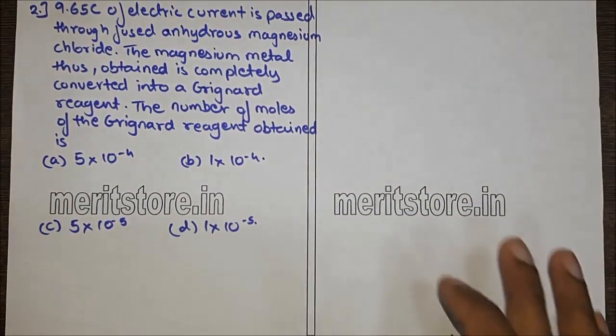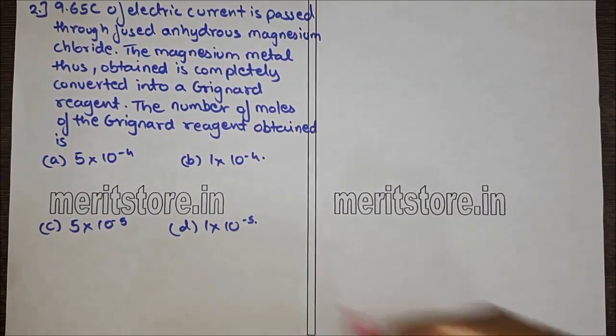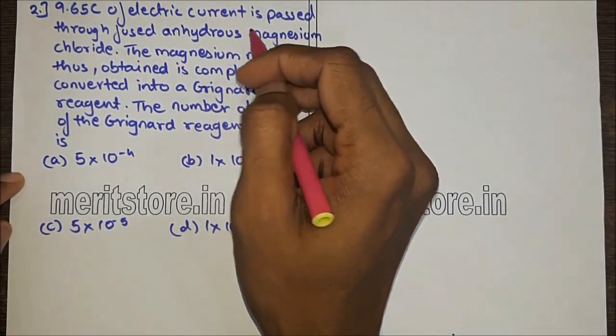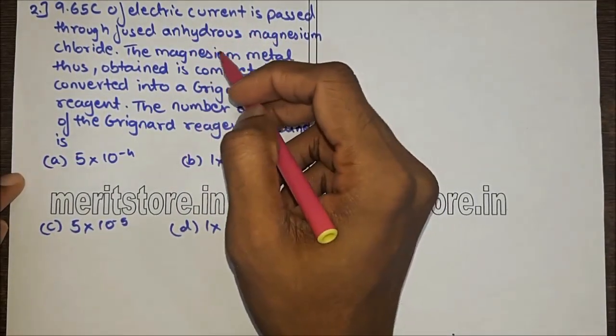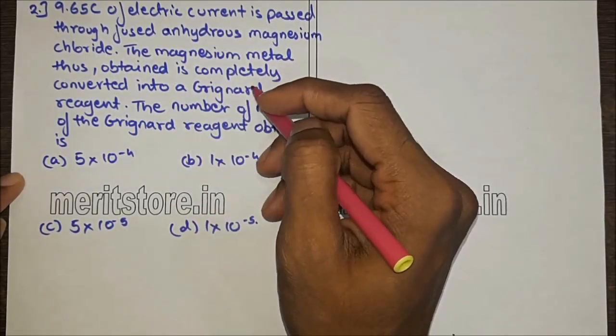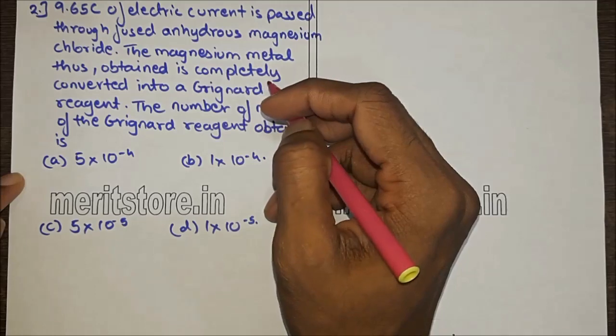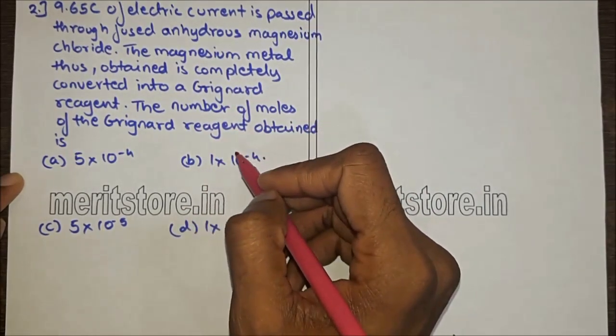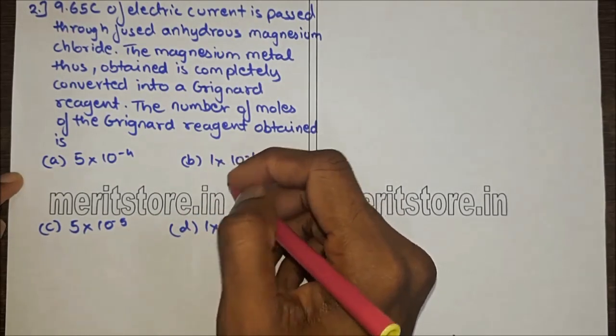Question 2. 9.65 coulomb of electric current is passed through fused anhydrous magnesium chloride. The magnesium metal thus obtained is completely converted into a Grignard reagent. The number of moles of Grignard reagent obtained is. We are given 4 options here.